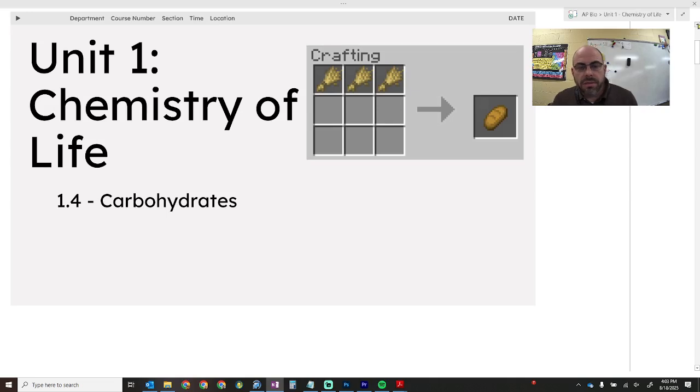We are still meandering through Unit 1, Chemistry of Life, looking at 1.4 carbohydrates. It's one of those new sections that the College Board added. Looking at carbohydrates specifically, which I think is going to be helpful for us.